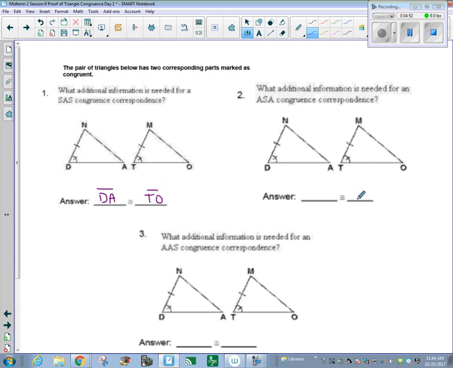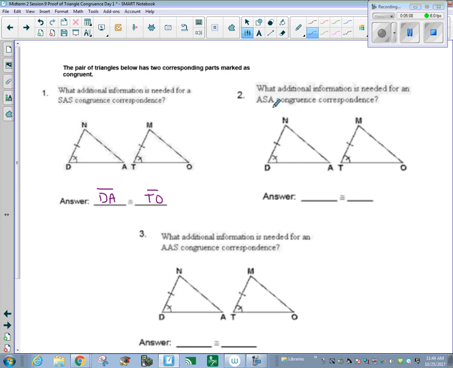In the second example here, we're trying to prove by angle, side, angle. Well, it looks like we have the exact same information we had before. We have a pair of angles and we have a pair of sides, but we need an angle. Now, where does this angle need to be?